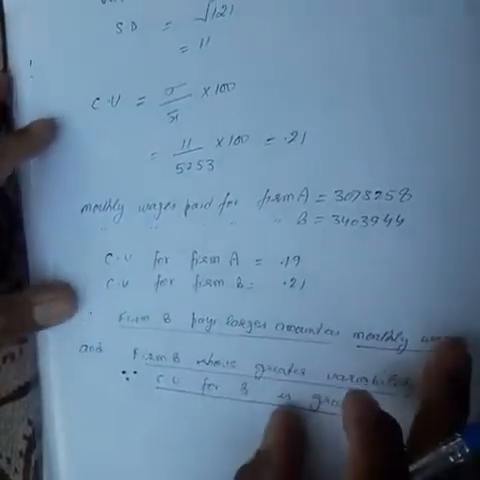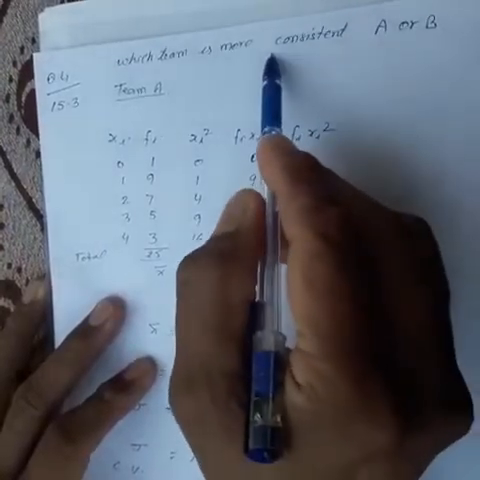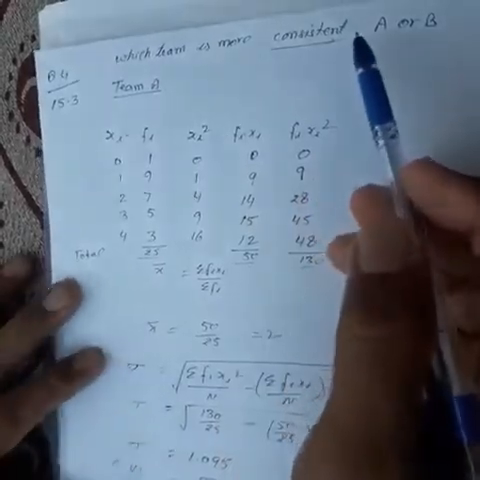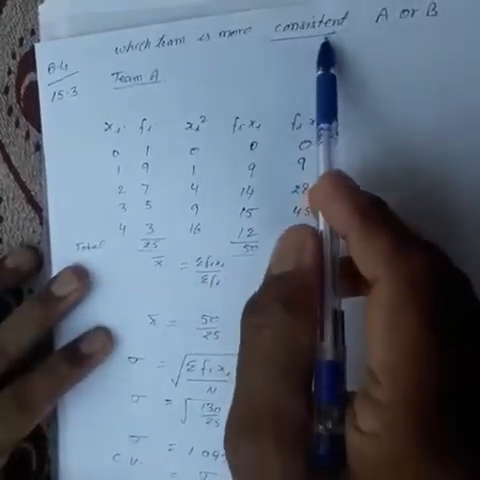So this was question 3. I hope it is clear. Now move on to the next question. This is question number 4. Which team is more consistent? More consistent is also based on the coefficient of variance. So the observation with the lesser coefficient of variance will be more consistent.